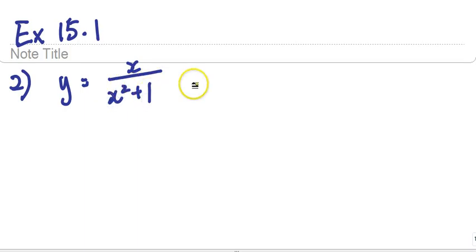So in this question, we are given the function y equals x over x squared plus 1 for x more than 1. And we are asked to find, in part A, an expression for dy over dx. Before we do that, let us simplify this.